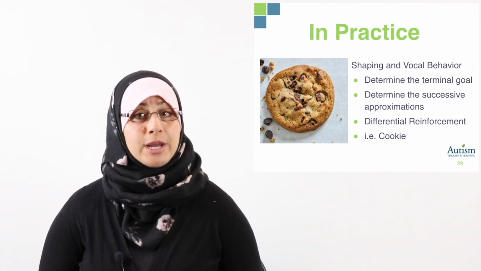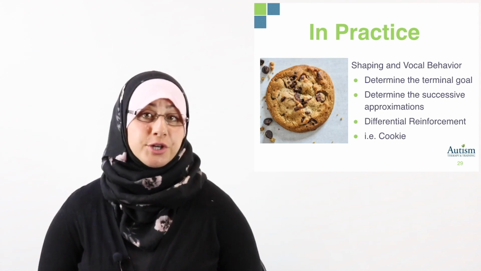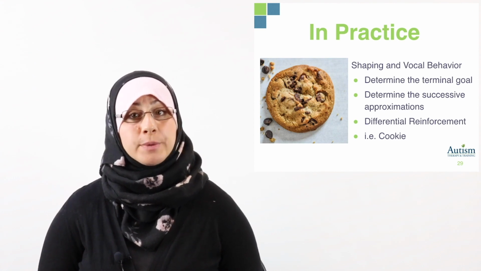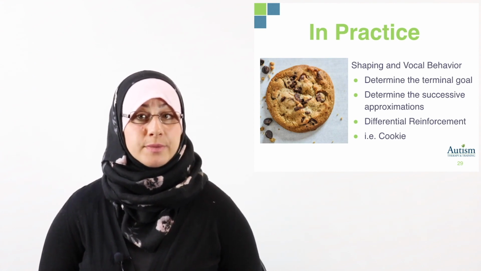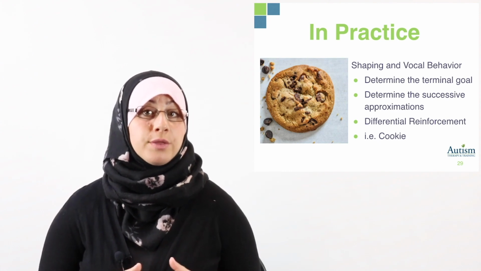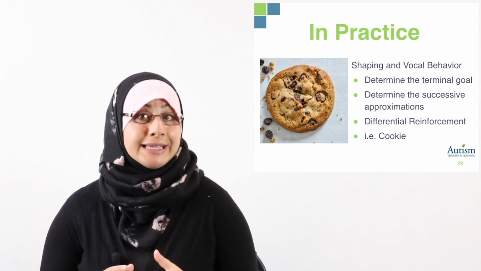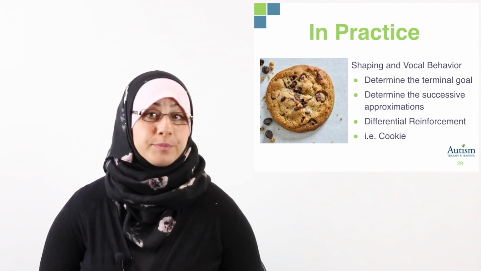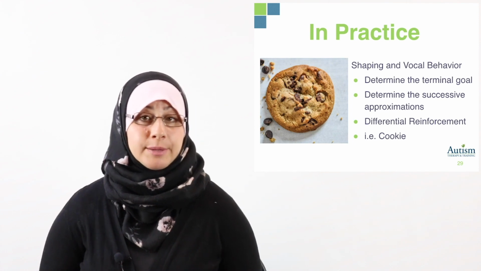Suppose we are going to shape vocal behavior. I need to determine the terminal goal. Let's say it's cookie. I need to determine the successive approximations. I may start with rounded lips, then k, then ku, then ku-i, then ku-ki. I need to determine what I'm differentially reinforcing. For example, I'll start with rounded lips.